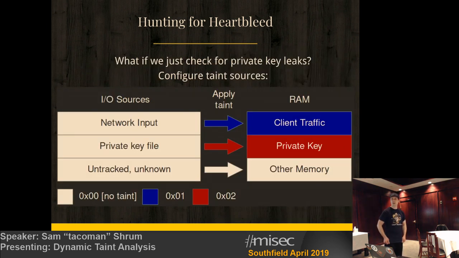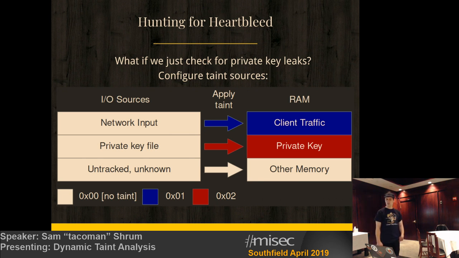Okay, so we need to define our taint sources first. Now in this particular case, what I'm going to do in our hypothetical is look for bugs where the private key could be leaked and sent out to the network. Because the OpenSSL Heartbleed bug could have affected any bit of memory, eventually if you run it enough times, you are going to find whatever memory the private key is sitting in, and it will get sent out.